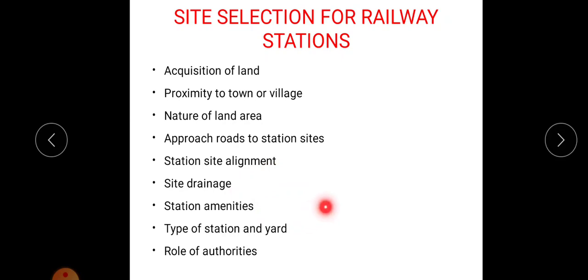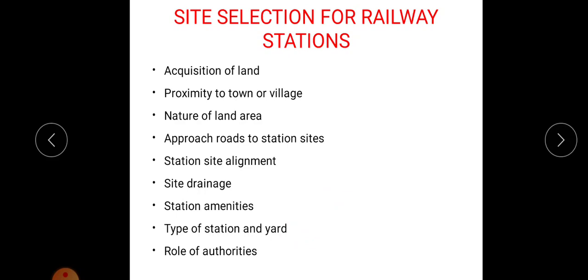The next factor for selecting a railway station site is type of station and yard. A station may be either a terminal type or a through type, etc. Based on the type of railway station, we have to acquire the land. The shape of the plot to be acquired for the station site will depend upon the location of the station building, yards, and other facilities. Based on the type of station or yard, we acquire the land.